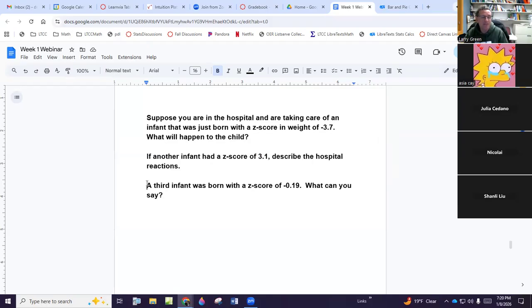Okay, now we have a third infant. It was born with a z-score of negative 1.9. What can you say about that baby?